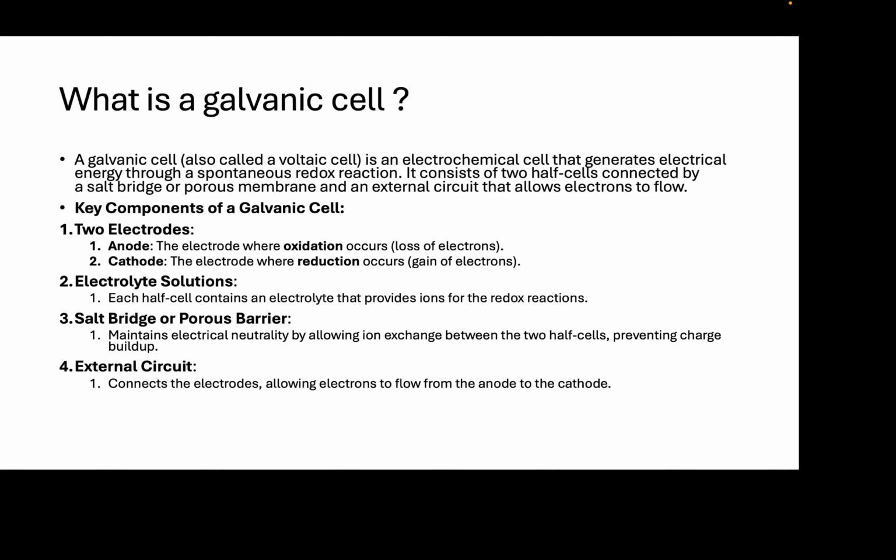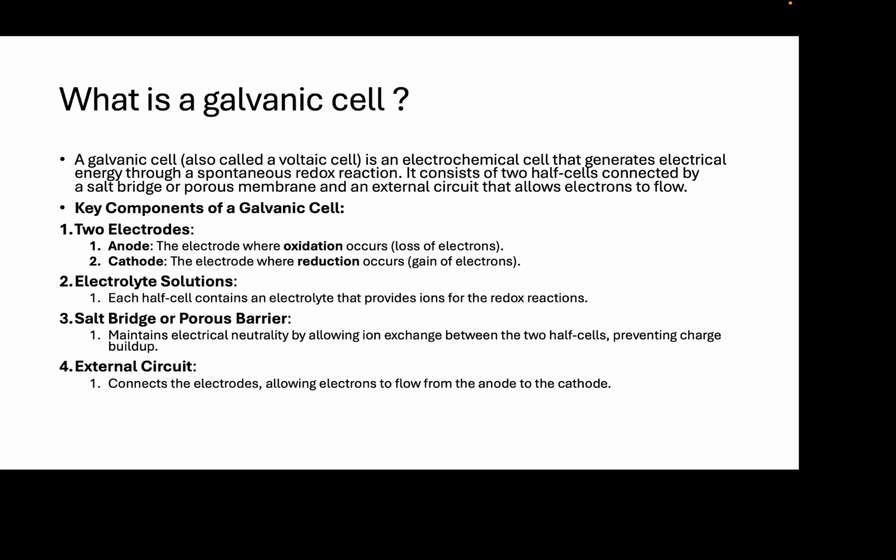It consists of 2 half cells connected by a salt bridge or porous membrane and an external circuit that allows electrons to flow. Key components of a galvanic cell: 2 electrodes. First, anode, the electrode where oxidation occurs. You remember what was oxidation? So oxidation was loss of electrons. And cathode, that is the electrode where reduction occurs, that is gain of electrons. So at anode oxidation will occur, that is loss of electron.